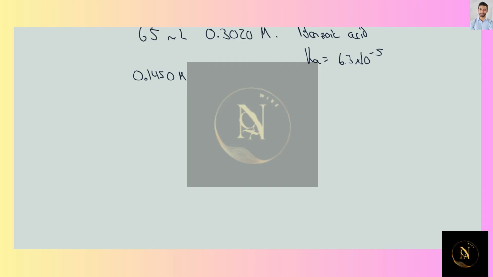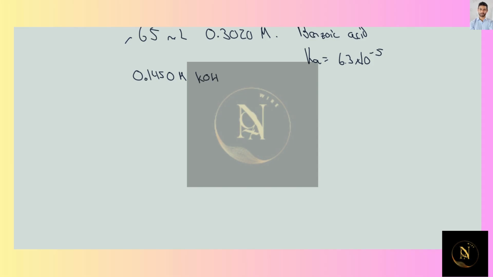We're going to have a 65 milliliter sample of 0.3020 molar aqueous solution of benzoic acid. Here you're given the formula, but it is actually just benzoic acid, which is going to have a value of Ka equal to 6.3 times 10 to the minus 5. We are told that this is going to be titrated with 0.1450 molar solution of potassium hydroxide. This is going to be a one-to-one reaction.